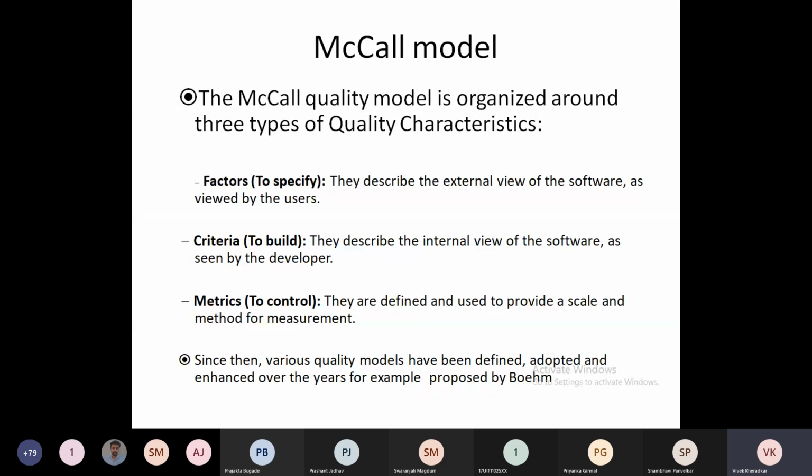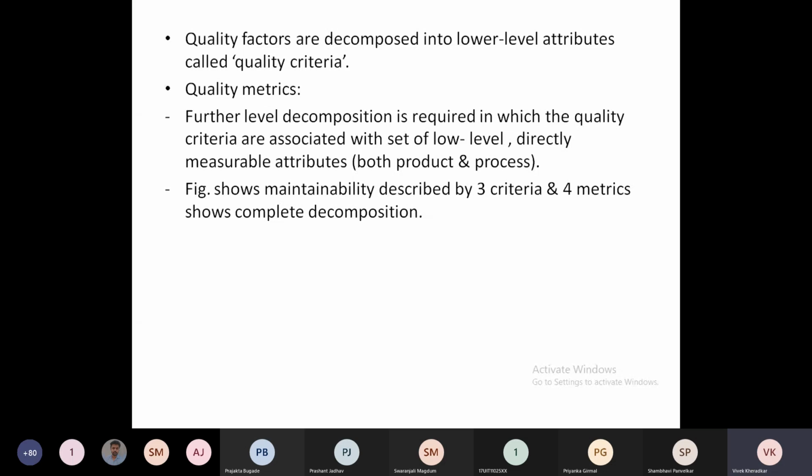As per the explanation, the software quality factor is decomposed into low level attributes as quality criteria, and quality matrices are the further level of decomposition, in which quality criteria is associated with a low level measurable attribute. That's why maintainability is described by three criteria and four matrices as the decomposition. Through this decomposition, we can measure maintainability through the quality matrices. These are the two fixed models, the McCall model and the Boehm model, for measuring the quality.